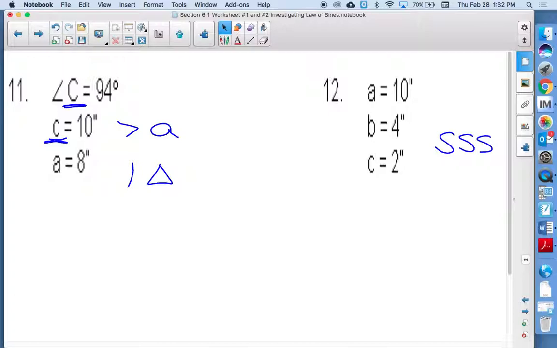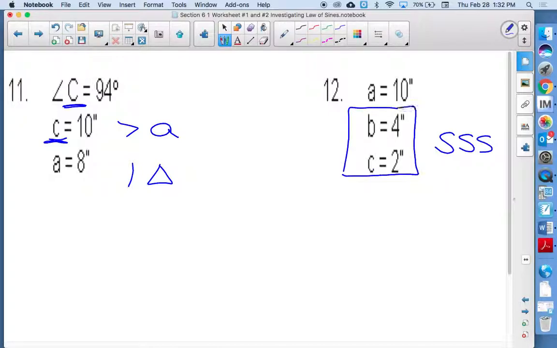So, Brandon, what does that mean about number 12? It doesn't exist. Why not? Because 4 plus 2 is less than 2. If you take the smallest two sides and add them together, that must be bigger than the remaining side.